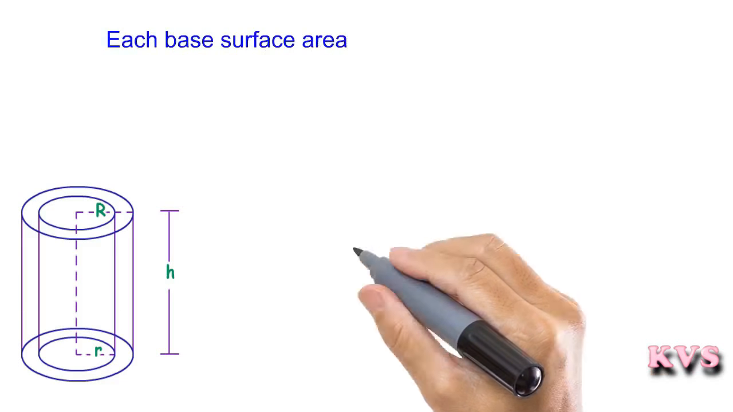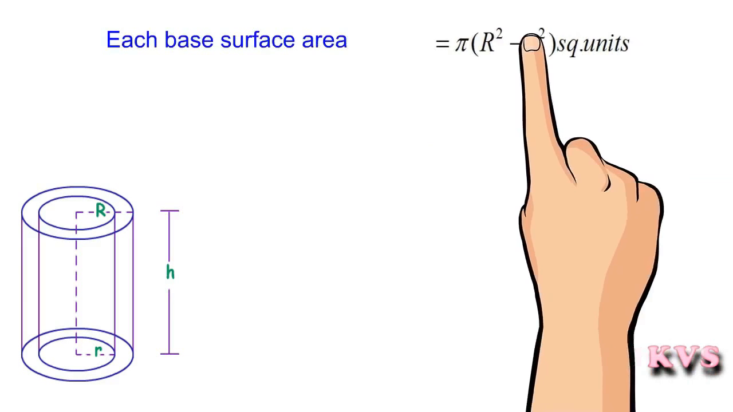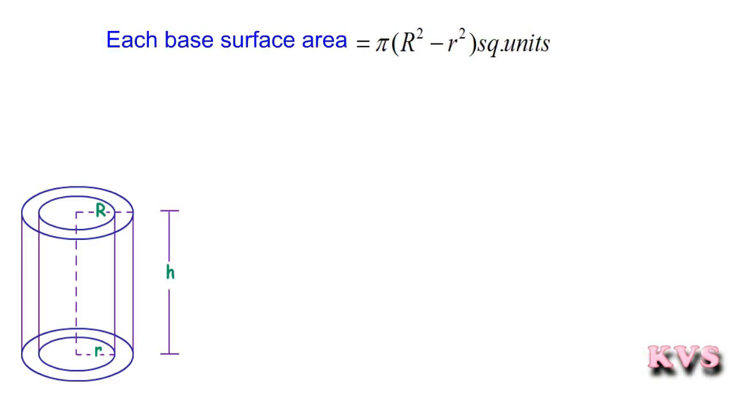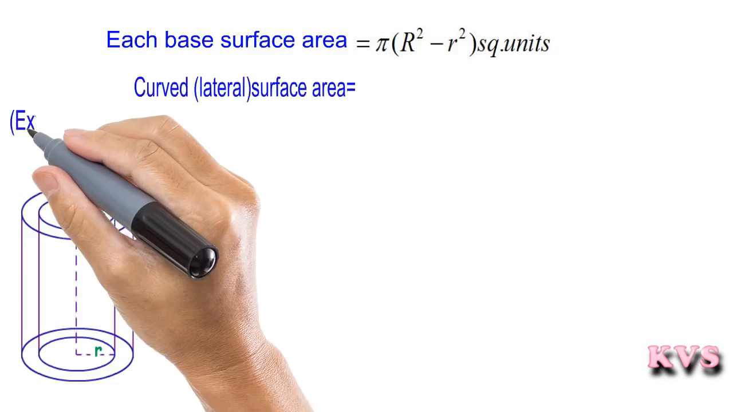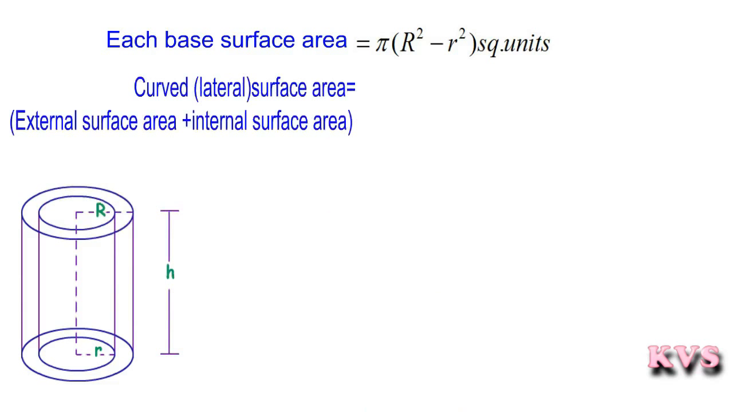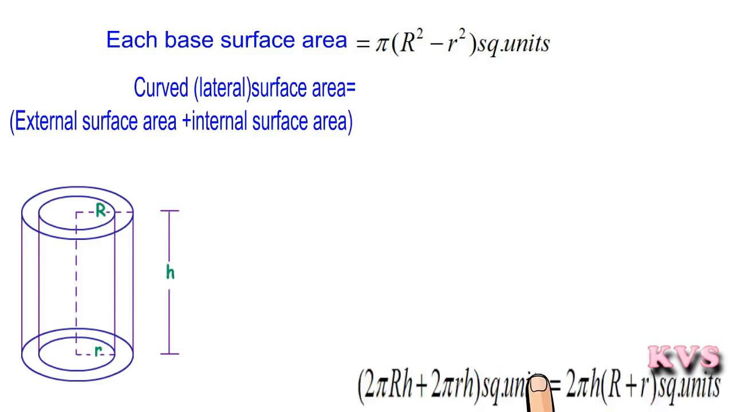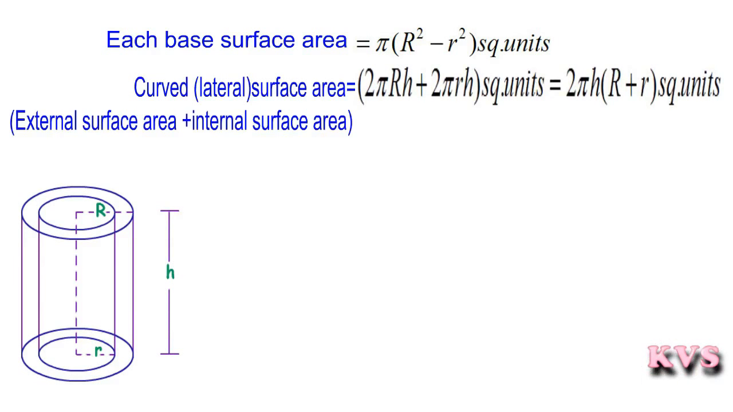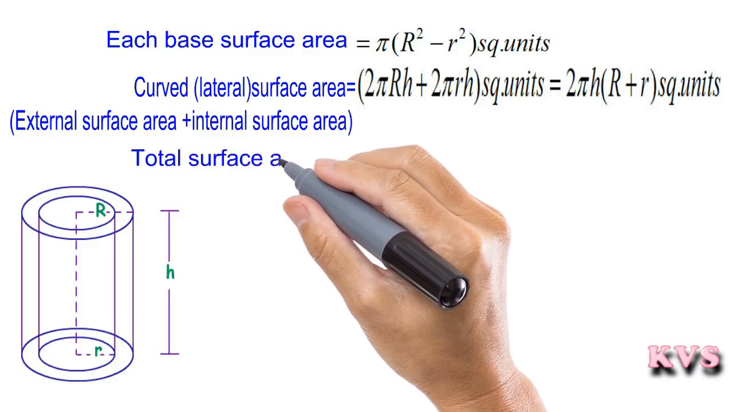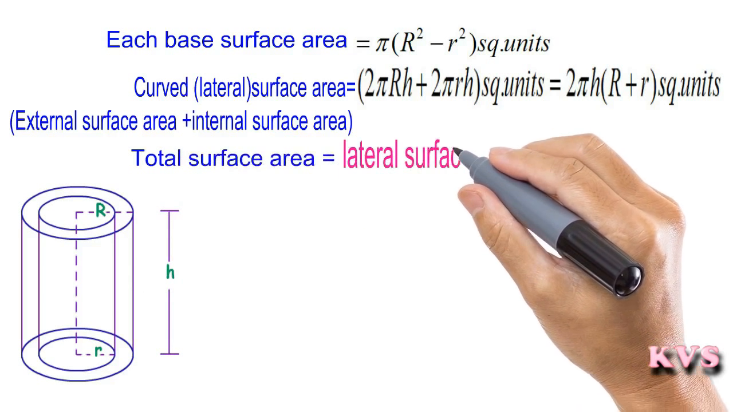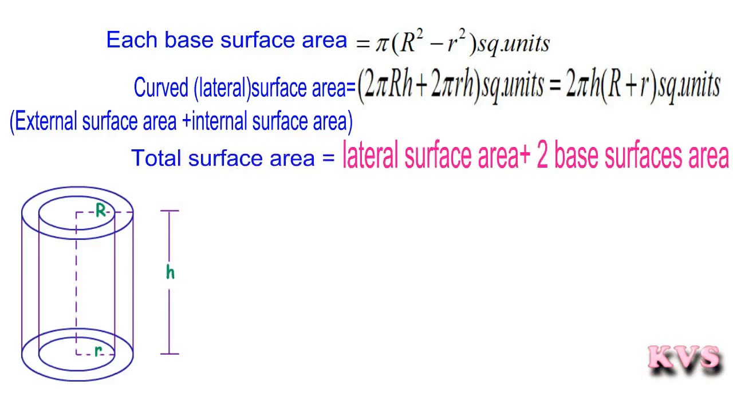Each base surface area is equal to pi into capital R square minus small r square units. Curved or lateral surface area is equal to external surface area plus internal surface area, which is equal to 2 pi capital R h plus 2 pi small r h square units, equal to 2 pi h of R plus r square units. So total surface area is equal to lateral surface area plus two base surface areas.